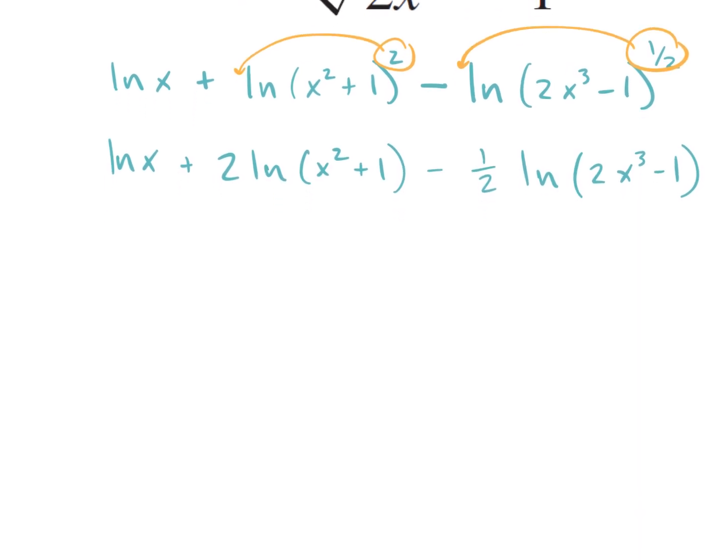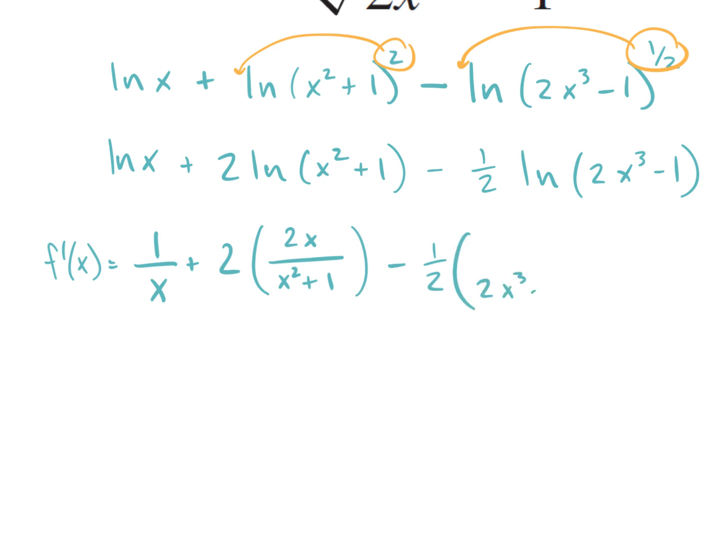So let's take our derivative. What's the derivative of ln of x? 1 over x, perfect. Then we have plus, we're going to multiply 2 times our derivative of the ln of x squared plus 1. So x squared plus 1 is going to go on the bottom. What's going to go up top? 2x, perfect, the derivative. Then minus 1/2 times 2x cubed minus 1 is going to go on the bottom. What's going to go up top? Awesome, 6x squared.